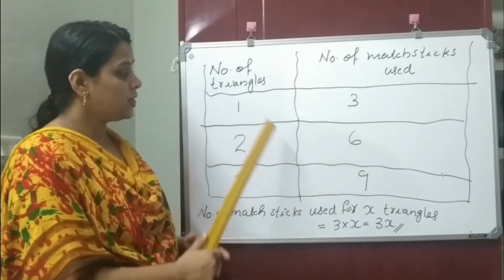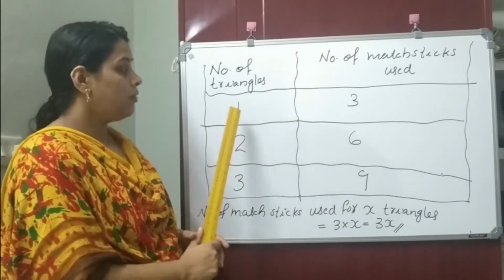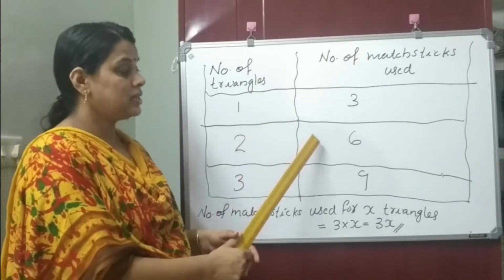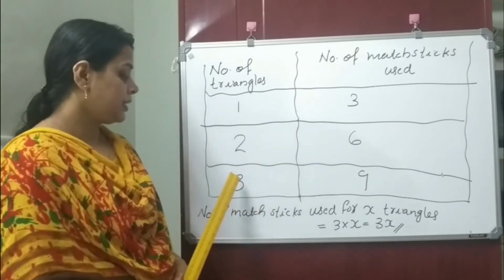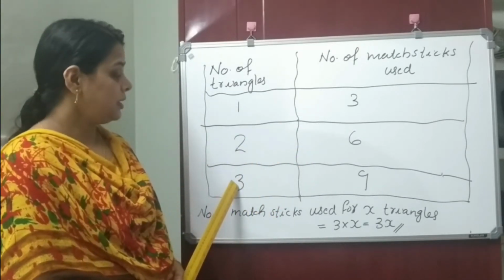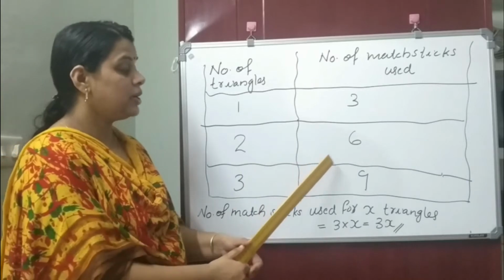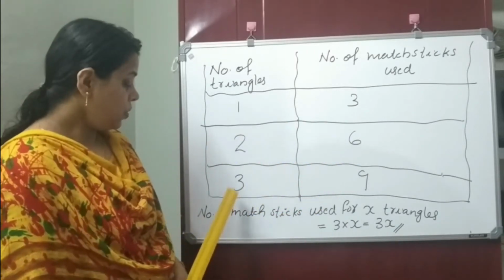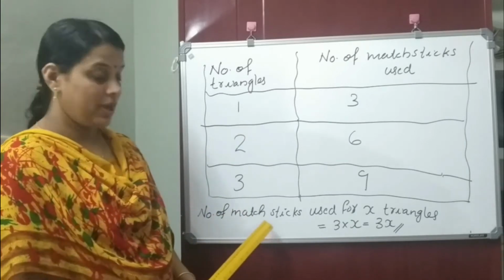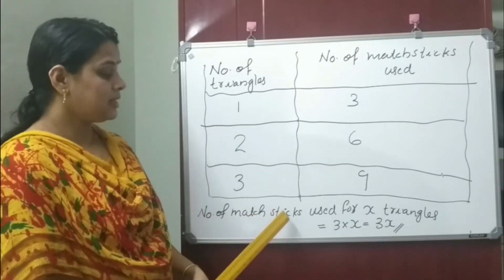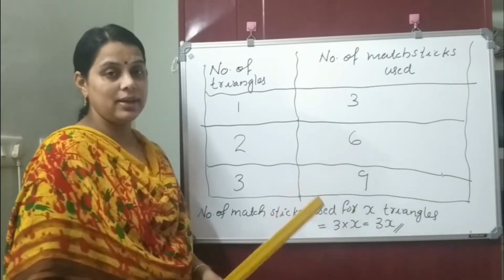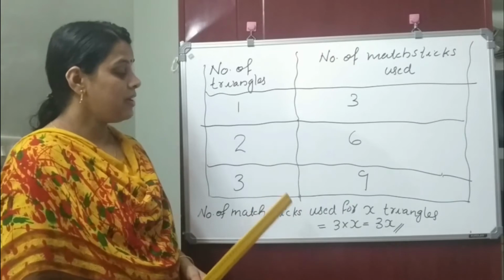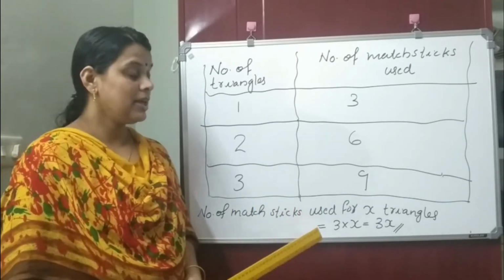So, what is the relation between these numbers? For 1 triangle it is 1 into 3. For 2 triangles, the matchsticks are 2 into 3, 6. For 3 triangles, 3 into 3, 3 threes are 9, 9 matchsticks. So, we can form a general formula, that is, the number of matchsticks used for x triangles is 3x. This is the way we form an algebraic expression.